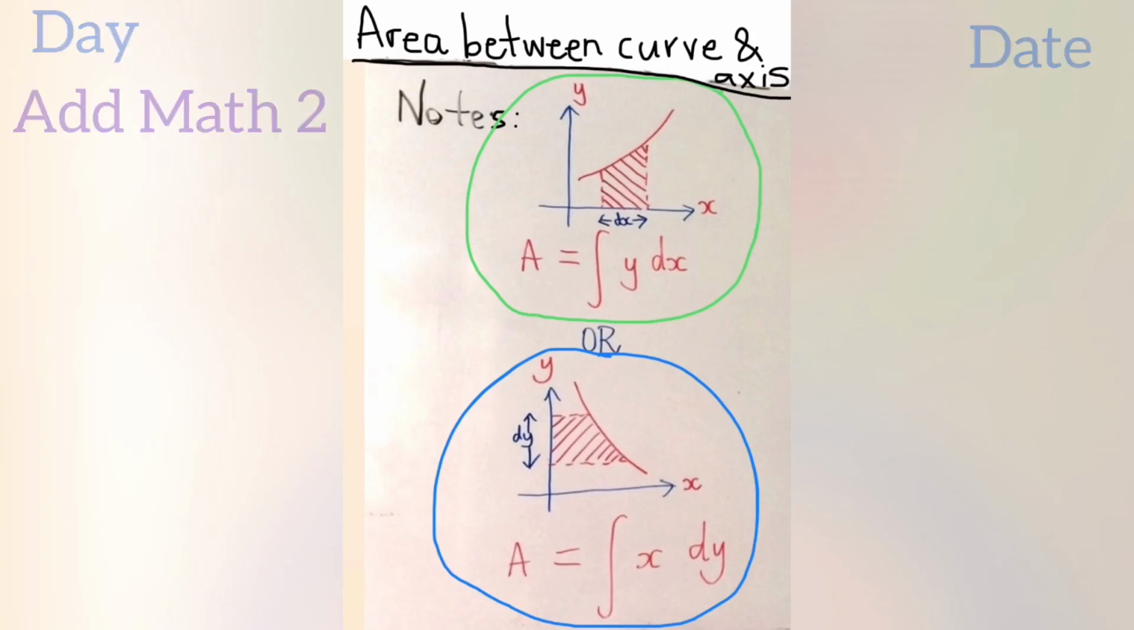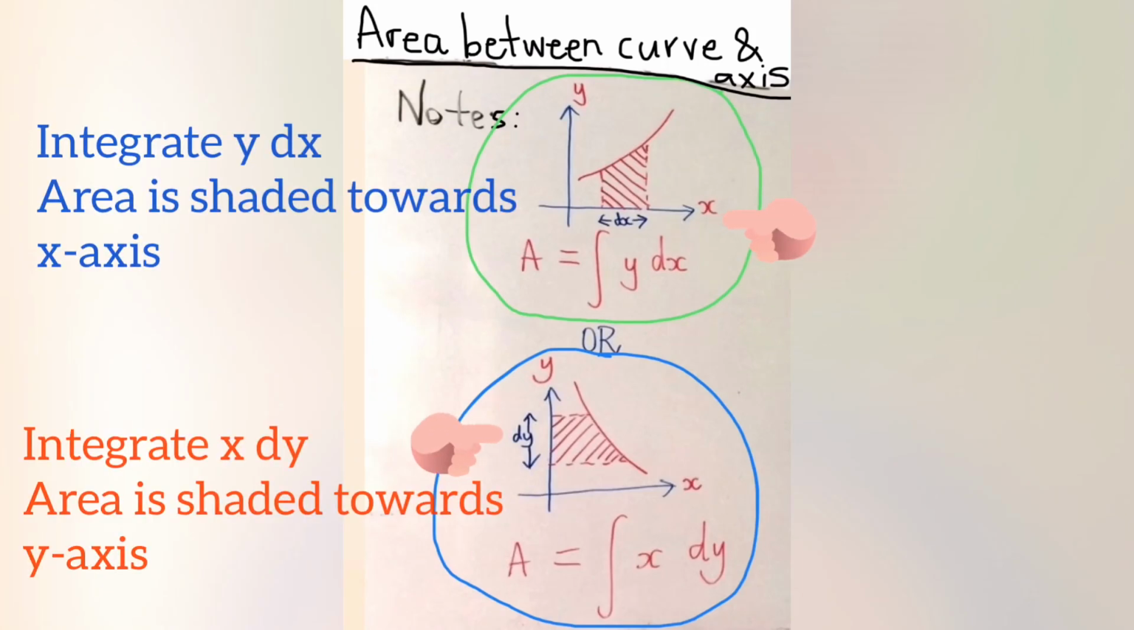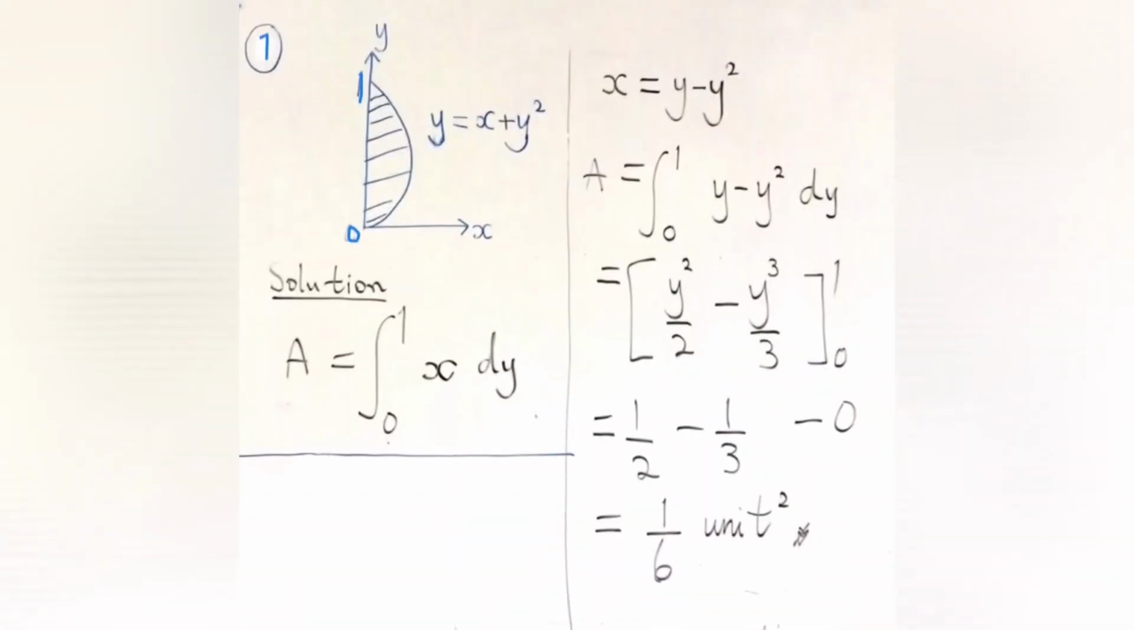The first formula, when you integrate y dx, you will get area that is shaded towards your x-axis. Whereas if you integrate x dy, you will get area that is shaded towards y-axis. So these two formulas will be used in our lessons for today. So the first formula is above and the second formula will be below.